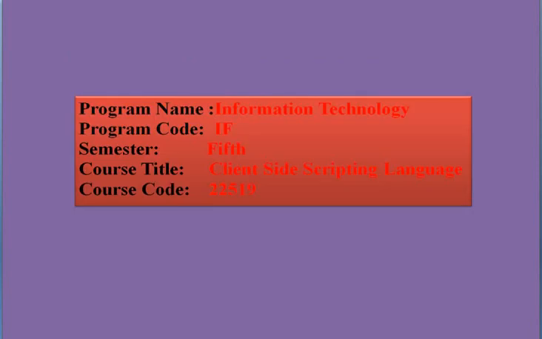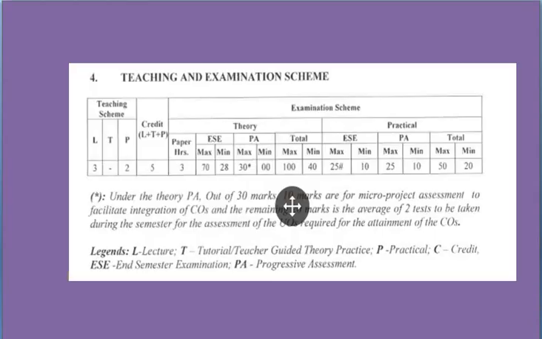Client-side scripting language is a 5th semester program and the course code for this program is 22519. Let us see the teaching and examination scheme for this subject. This is the teaching and examination scheme for CSS.